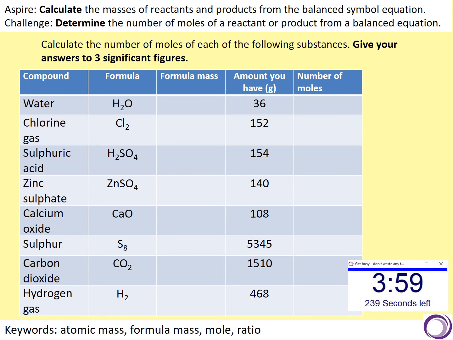So I'm going to give you 4 minutes to practice working out the number of moles. I've given you the name and the formula of the compound. You will need to work out the formula mass, and I've given you the amount that you've got, and then you need to use those 2 values to work out how many moles of a substance you actually have. So you've got 4 minutes to get plenty of practice in.